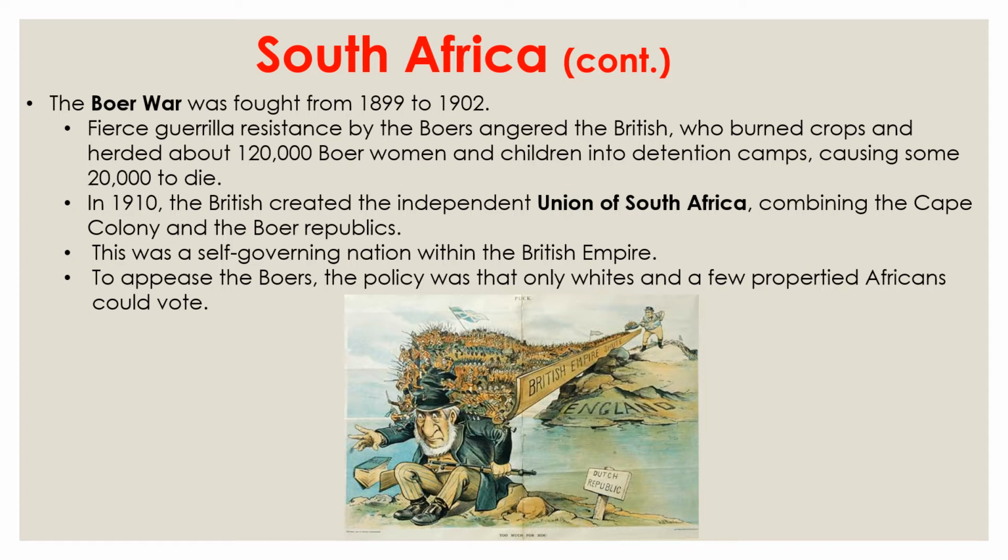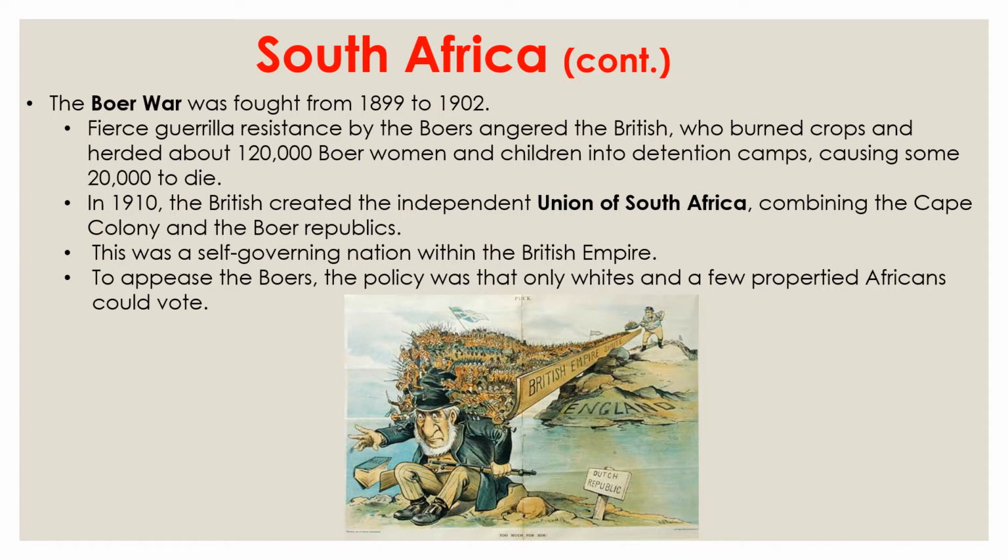By 1910, the British created the Independent Union of South Africa, combining the Cape Colony and the Boer republics, and they will now be controlled by the British. This will, however, be a self-governing nation within the British Empire. They will be governed by British folks, but those British folks had independence to govern the area. The British government will actually have a lot of influence over them, even though it was not direct rule by the British government. It was more indirect rule.